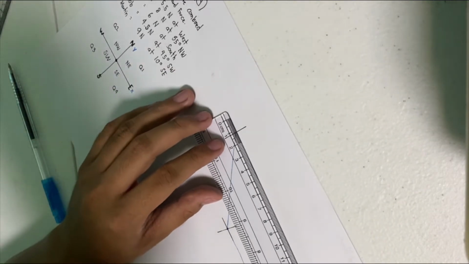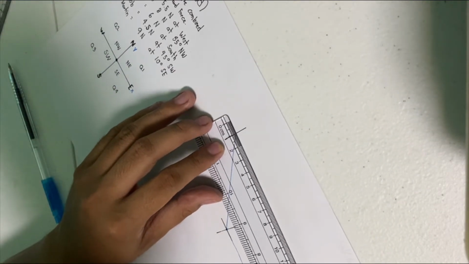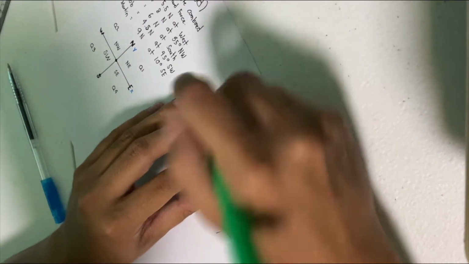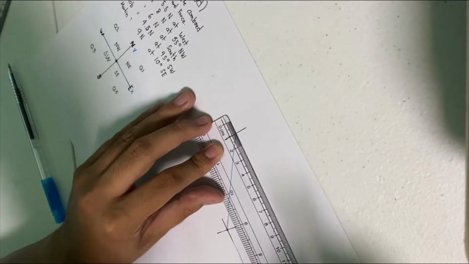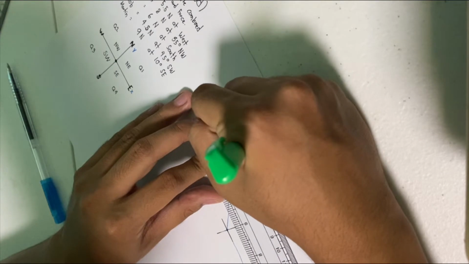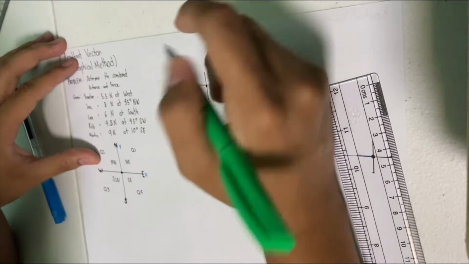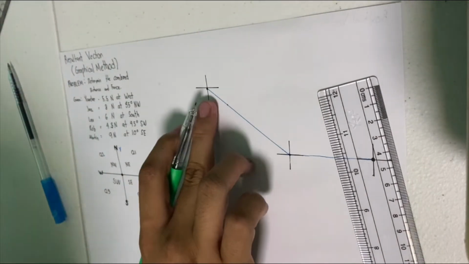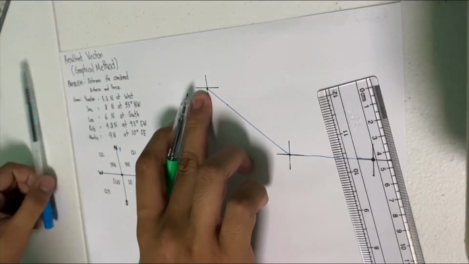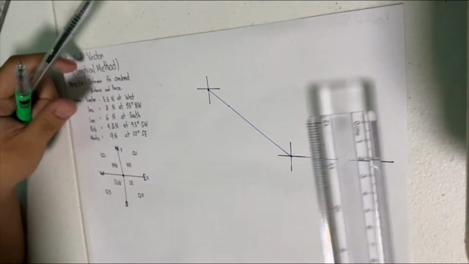So again, let's adjust. Make sure it's even, that it is straight. So this is the second one. It's a bit uneven, but it's okay. At least we have the mark here.